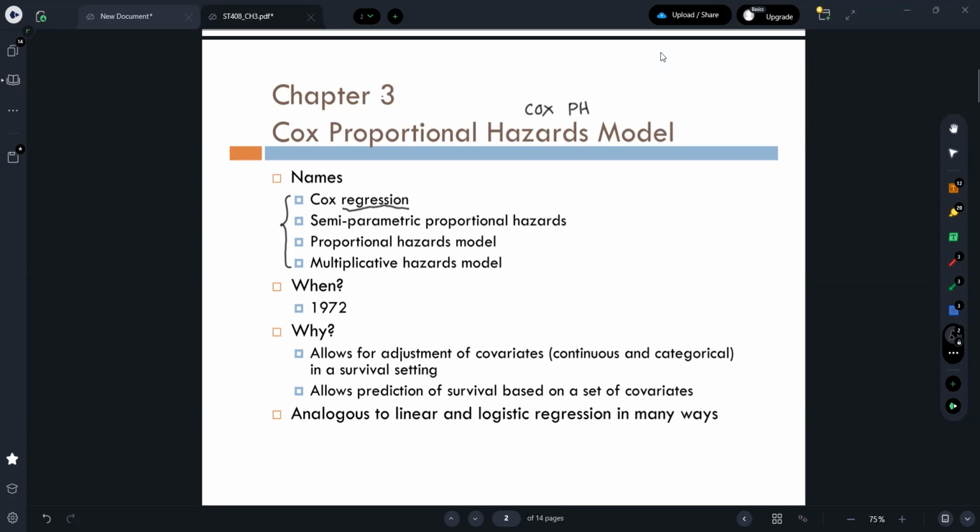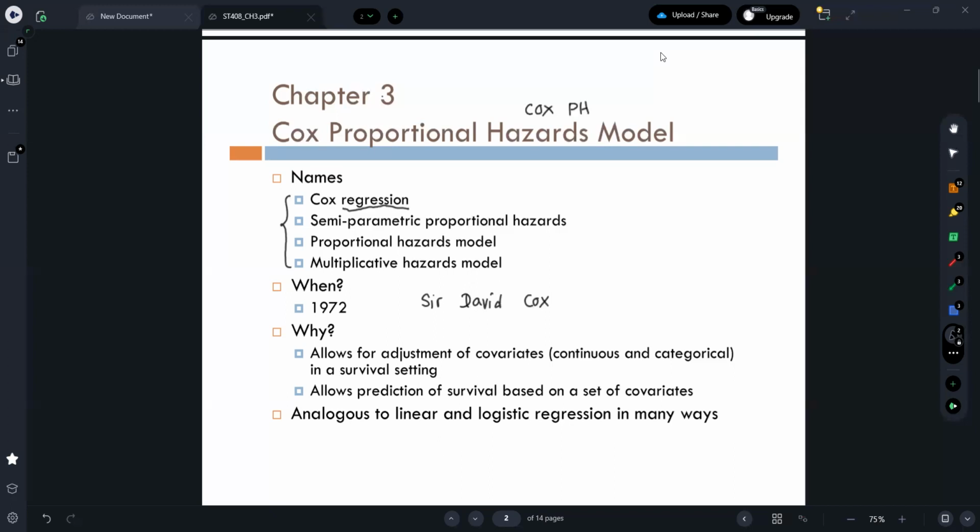This was introduced by Sir David Cox in 1972. Have you heard about Sir David Cox? No? He's an English mathematician or statistician. He's actually the first statistician who won the International Prize in Statistics. That was in 2016, when the prize was introduced. Sir David Cox was the first one who received that prize, for his survival analysis work in biomedical sciences, including this PH model. That is why it's named the Cox PH model.